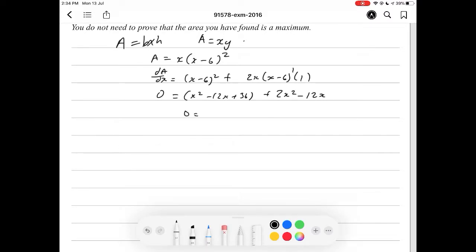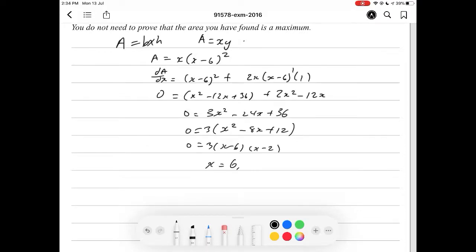Okay, so what we actually have here is 0 equals x squared plus 2x squared, which is 3x squared, minus 24x plus 36. So 0 equals 3 multiplied by (x squared minus 8x plus 12). So 0 equals 3 times (x minus 6)(x minus 2). So therefore x equals 6 or x equals 2.